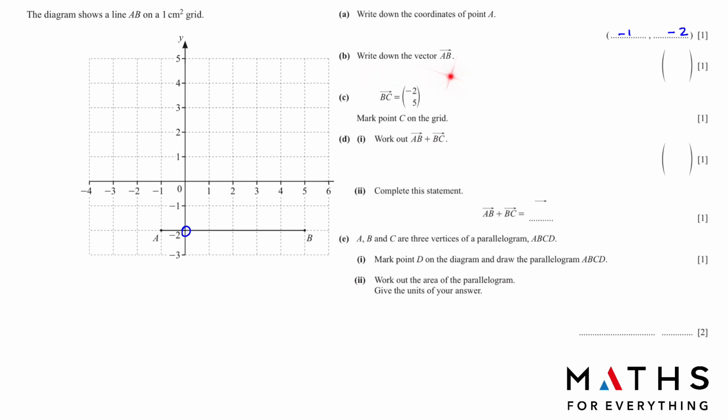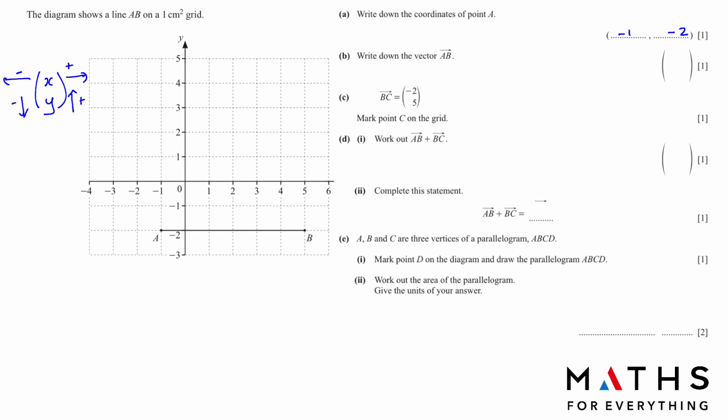Next, write down the vector AB. When we are writing in vector form, the number on the top is for the x and the number below is for y. If we shift to the right, then the x is positive. If we shift to the left, x is negative. For the y, if we go up, the y is positive, and if we go down, y is negative.